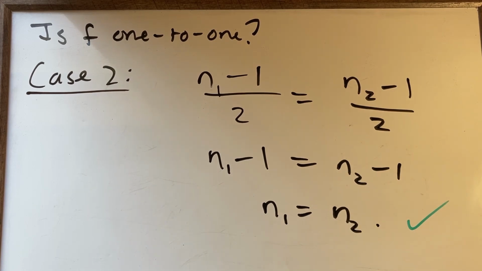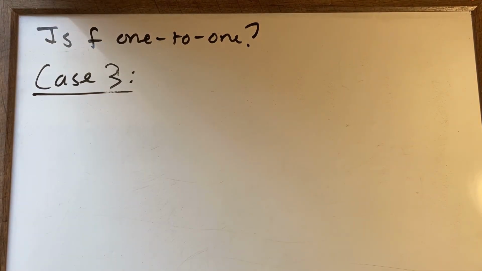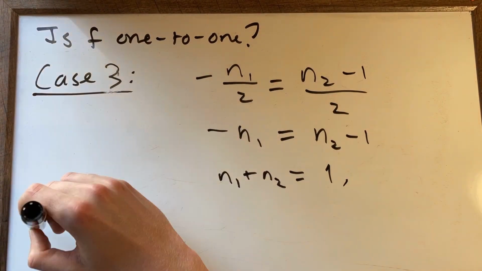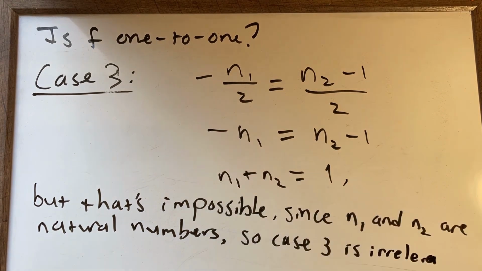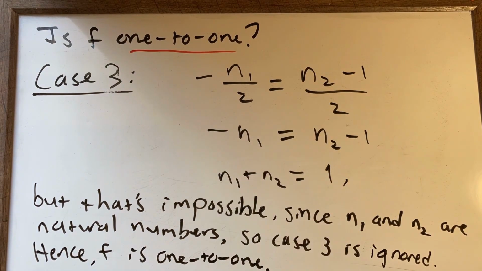So you end up, again, with n1 equals n2. So case 2 is also good. And finally, we have our third case, which is what if 1 was the top case and 1 was the bottom case? So it's like if one of them was odd and one of them was even.